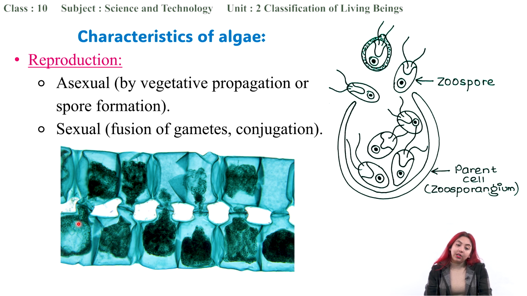And after the formation of the conjugation tube, the genetic material in the male filament condenses and then transfers through this conjugation tube into the female filament, forming a zygote. So this is another example of sexual reproduction that occurs in algae.